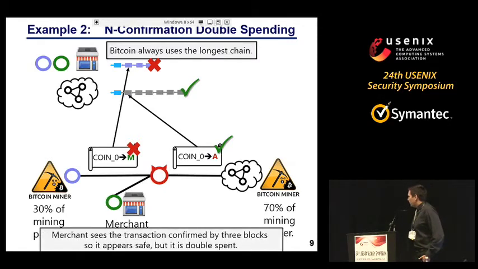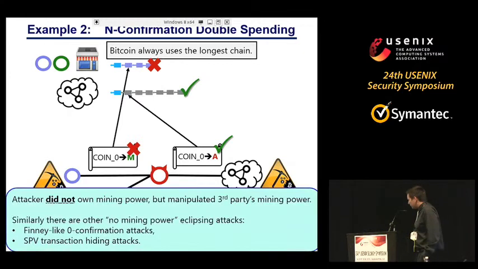So the merchant thought they saw a transaction. The merchant, in fact, did see a transaction confirmed in this example by 3 blocks. So the merchant thought it was safe, but because of the eclipsing, the merchant was unaware that it was unsafe, and the attacker was able to perform double spending. So this attacker didn't have any mining power. It co-opted a third party's mining power. And in our paper, we have some other no mining power eclipsing attacks.